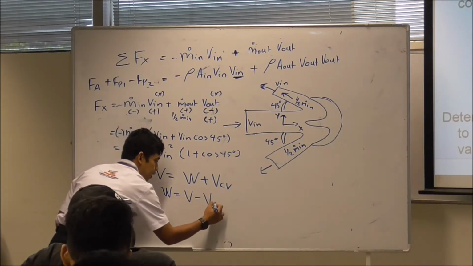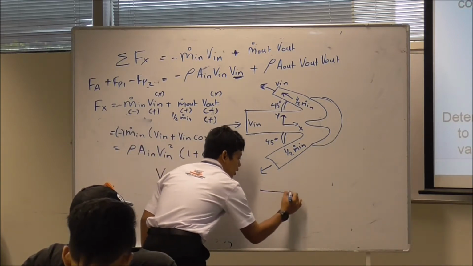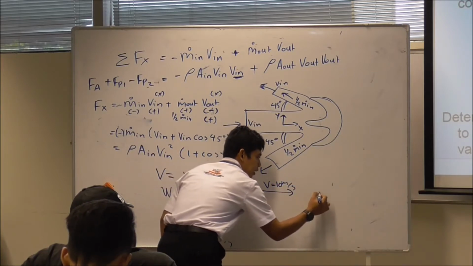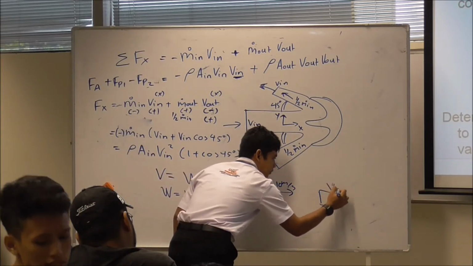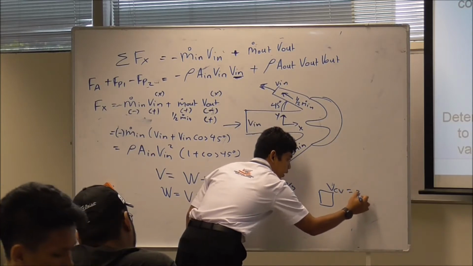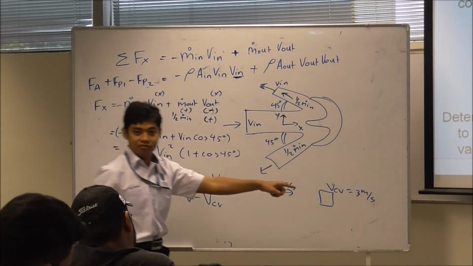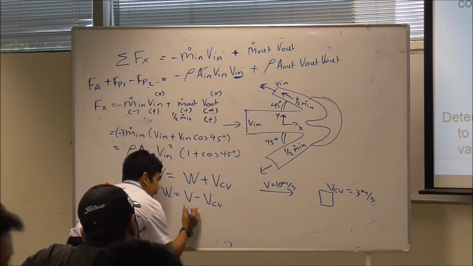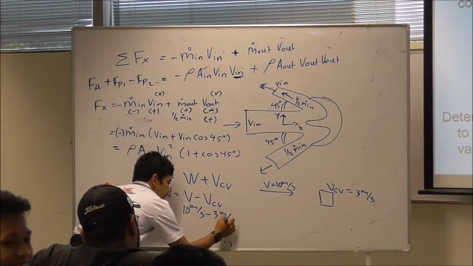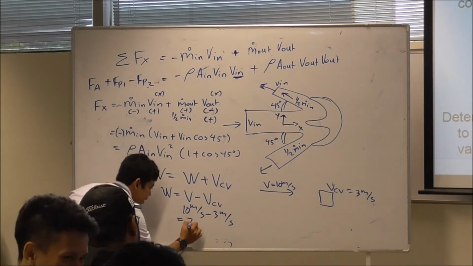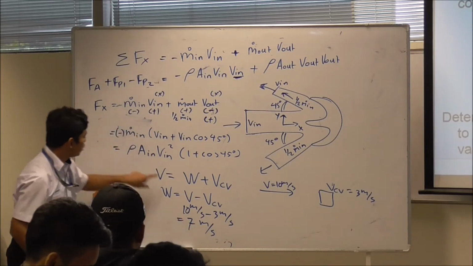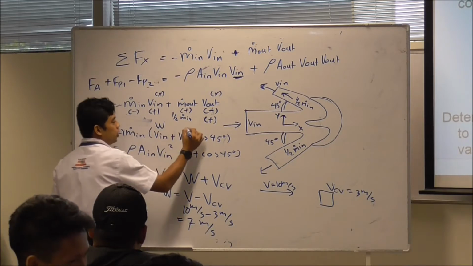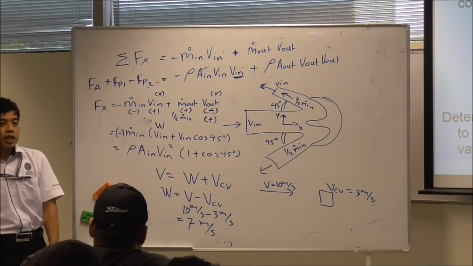So now you need to find W, which is equal to V minus V CV. This is your V, which is 10 meters per second, and then your V CV is 3 meters per second. So your W will be 10 meters per second minus 3 meters per second. So you get W is 7 meters per second. So you replace now this V with W. You change the W, then you get your FA.